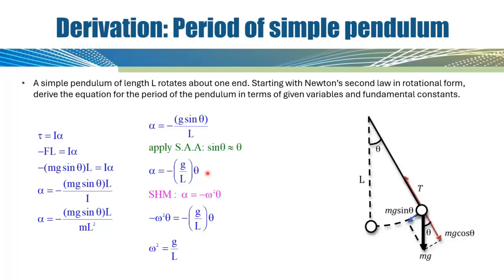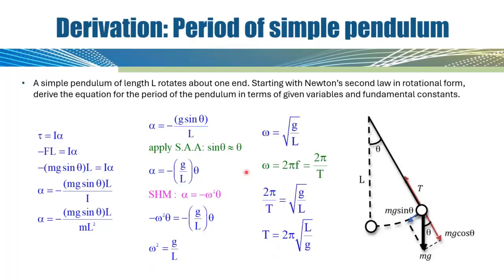I also know that since a pendulum oscillates in simple harmonic motion, angular acceleration is equal to negative omega squared times the angular displacement. So I'm now going to set these two things equal to each other. I have a theta here and a theta here, so I can cancel those. I can cancel the negative signs. I end up with omega squared equals g over L.